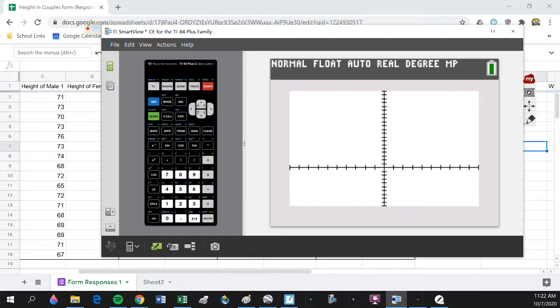Go up from the up, up, up, up, up. There you go. Yeah, just put in a number. Okay.